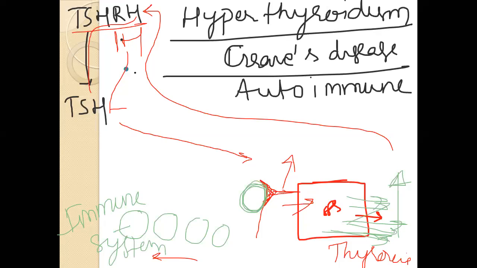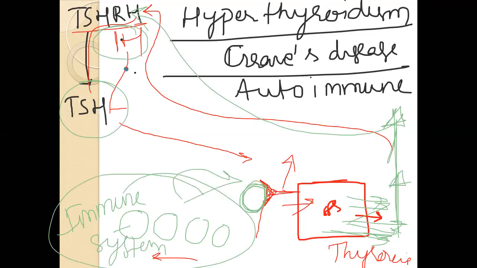Thyroxine levels increase. That information goes to the hypothalamus. They start releasing inhibitory hormone, but nothing matters here because this is not due to TSH. This is due to our immune system, which unknowingly binds with the TSH receptor. So can't we say this is an autoimmune disorder then?